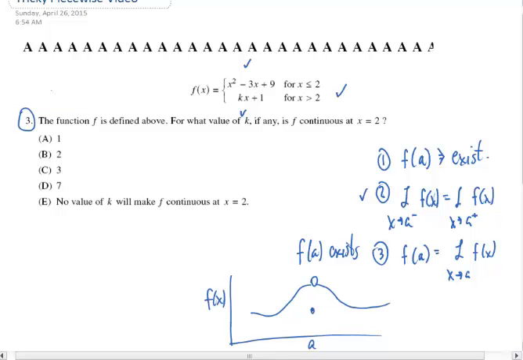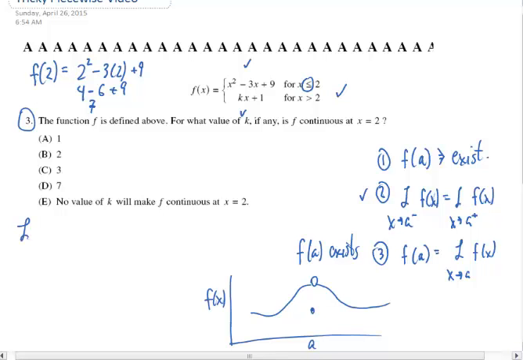Okay, everybody, we're back. What we're going to check first is for what value of k the function is continuous. We're checking continuity at 2, so let's first find out what f of 2 equals. Because the function we use when x is equal to 2 is the top function, we're just going to plug 2 in. And we're going to find that it's equal to 4 minus 6 plus 9, which is 7. So that's the function value at 2.